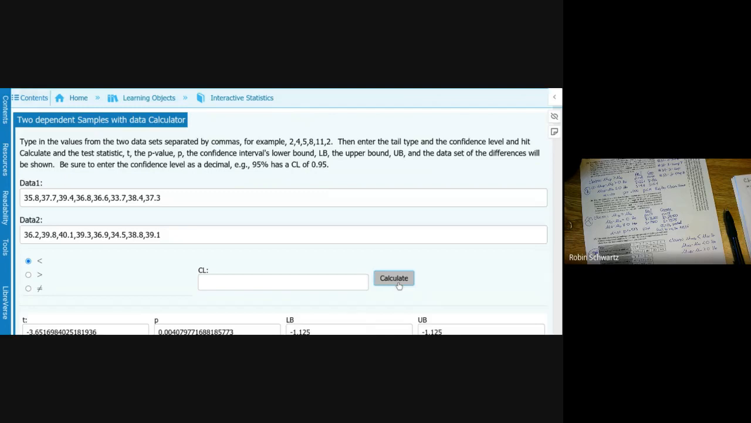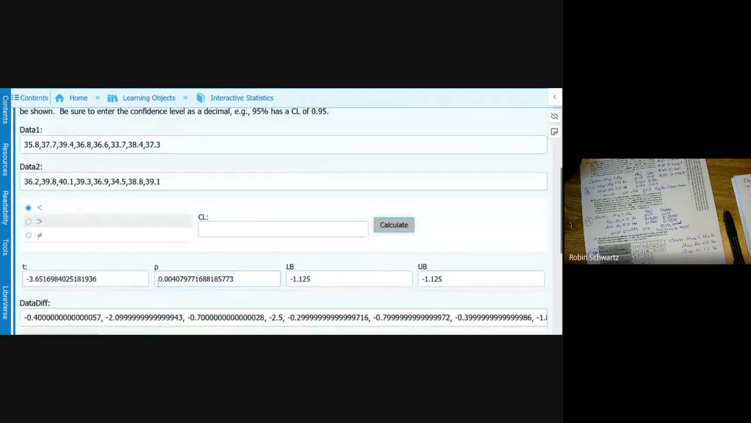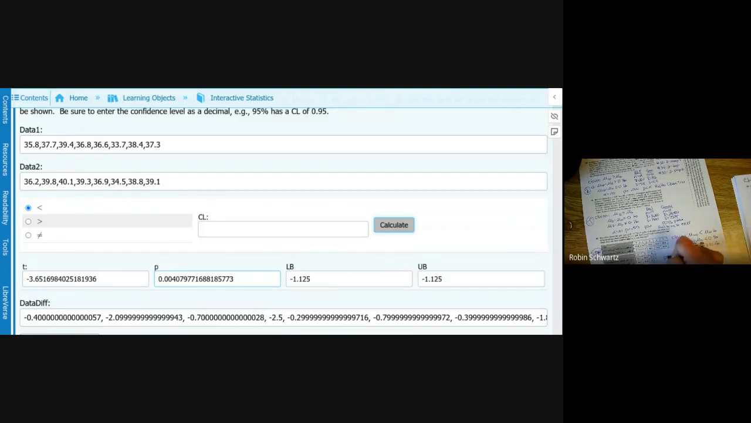And our Ha sign has a less than selected, and we're going to calculate. Again, the only thing we want is this p-value in here. It's like 0.004. So p equals 0.004. The alpha was 0.1, so p is smaller than alpha. That's our fail to reject the null. Oh, sorry, that's our reject the null. Reject the null, making the claim true.